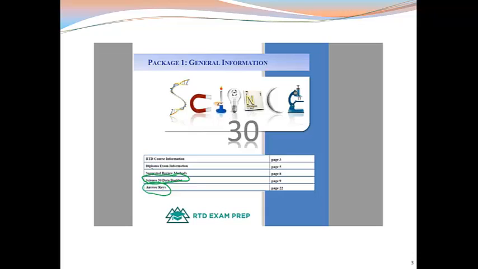The Science 30 data booklet is of importance, and there's other important information in package 1, but outside of going to highlight the data booklet, we won't be looking at package number 1 as a group here during the course.